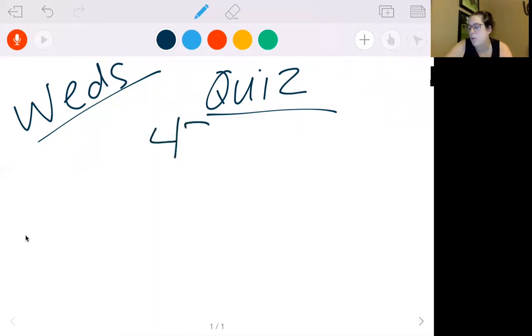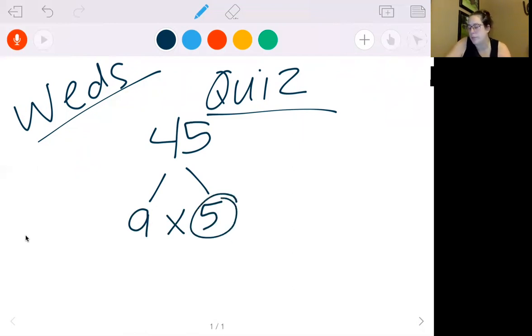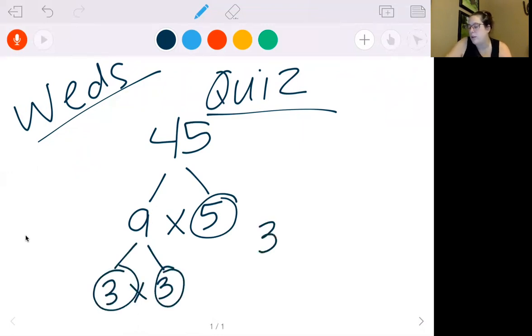Let's do one like 45. To get to 45, I would do 9 times 5. 5 is already prime, so I'm going to circle it. And to get to 9, I would do 3 times 3, and those are prime. So prime factorization would be 3 squared times 5.